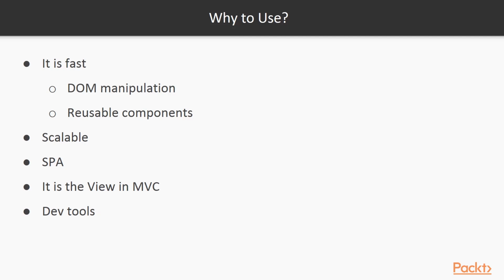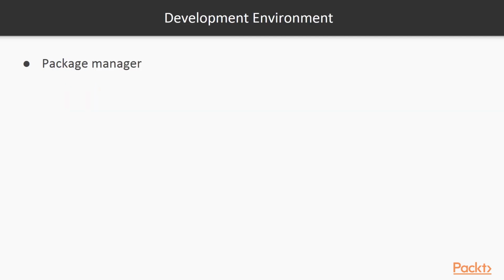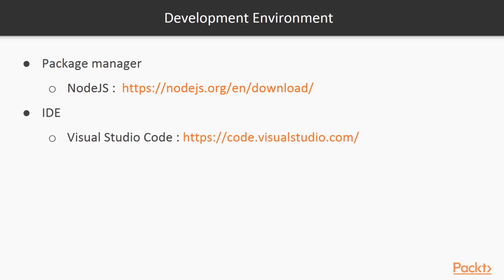All right, let's get started now. What is the development environment? First, we are going to use a package manager. The package manager we will be using is Node.js. If you don't have Node installed, download it from here. For the IDE, I'm going to use Visual Studio Code, but you can use Atom or whatever IDE you have. For the compiler, we are going to use Babel.